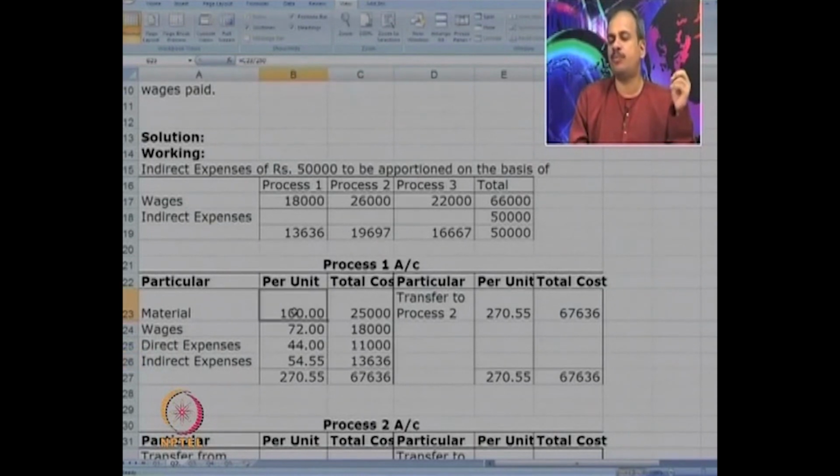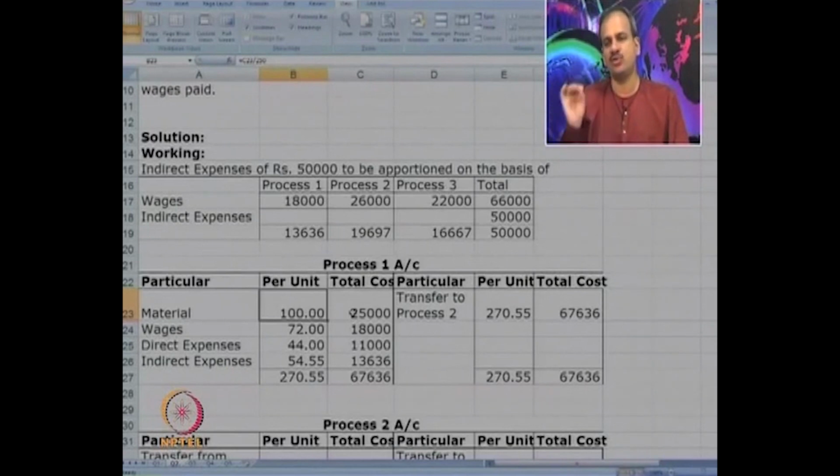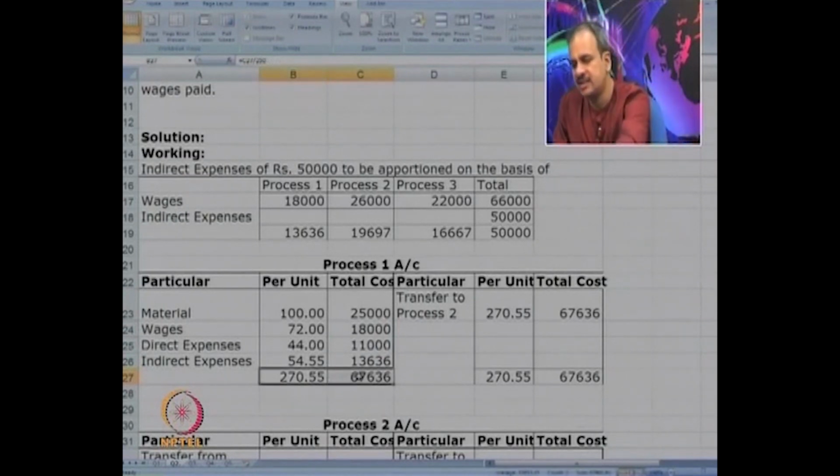Now to calculate per unit rate, each of these items are divided by 250. You know that number of units entering the process and coming out is 250. So we divide the total cost by 250 so that we know each of the elements on a per unit basis. So this is material, wage, indirect cost. Then same way you can take the total. So we will know the total cost, which is 676. I will just make it bold.